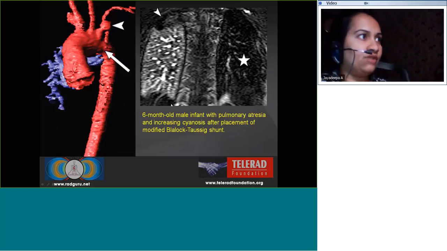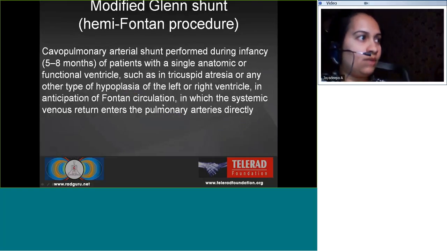Now next is the modified Glenn shunt or a hemifontan procedure. This is basically a cavopulmonary arterial shunt performed during infancy and children in the age of 5 to 8 months. There is a single anatomic or functional ventricle such as a tricuspid atresia or any other type of hypoplastic left or right ventricle.